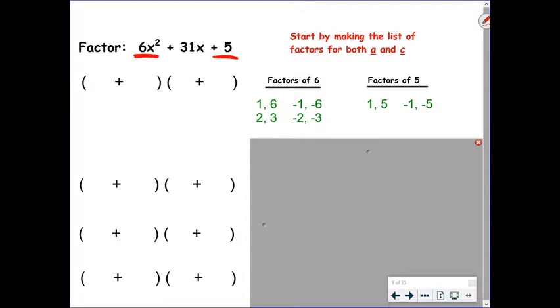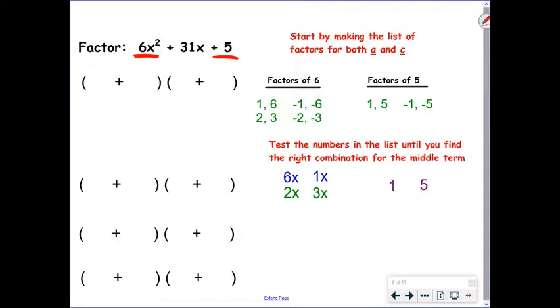When we do this method, it's going to be a guess and check method, meaning I'm going to try 1 and 6, 1x and 6x. Now, I don't need to use the negatives here. I could, but in this case, you don't really need the negatives. So I'm going to use 1x and 6x, 2x and 3x. And I'm going to try different combinations.